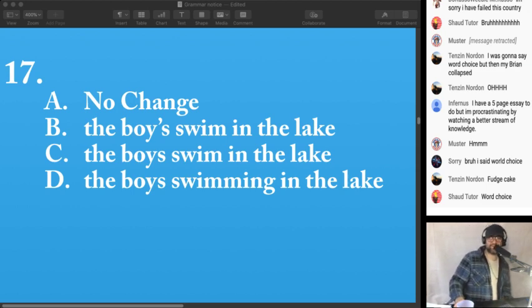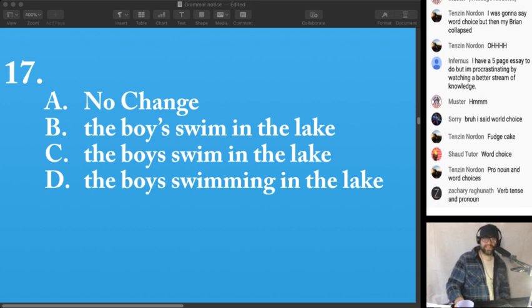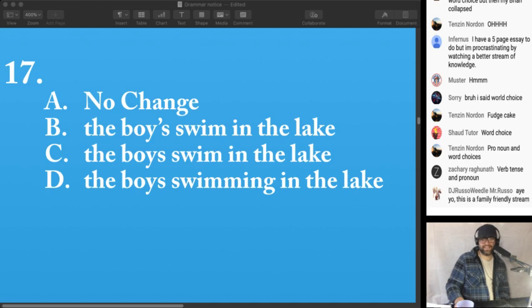You said word choice? Okay, but what about for this one? Question 17. What concepts are in here? Pronoun and word choice? Verb tense and pronoun? Oh, wow. Hey, yo, in case you didn't know, this is family friendly. We family friendly on this block.